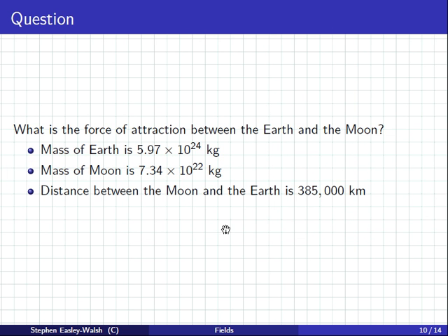Right, here's a quick calculation for you using your calculator. What is the force between the Earth and the Moon? There's the mass, there's the mass, and there's the distance. So tell me what the force is between the two. What? We don't know the radius of the Moon. But you know the distance between the Moon and the Earth. The distance between centers.